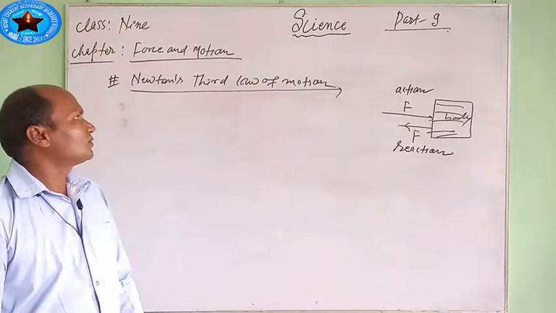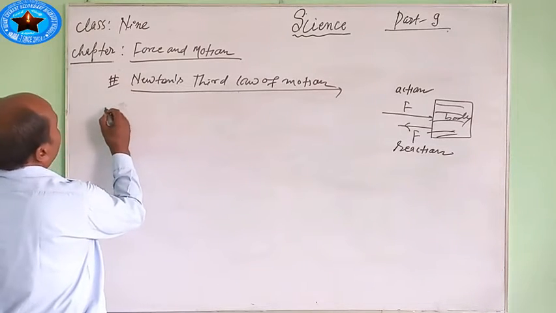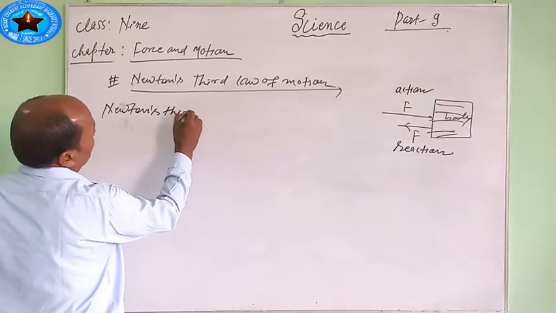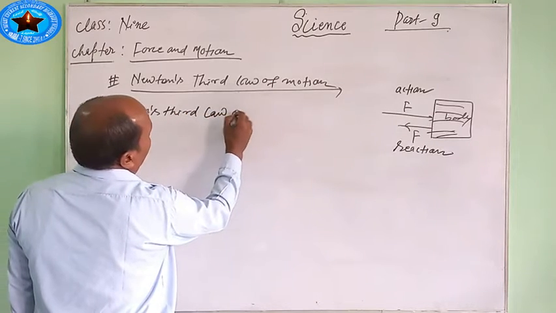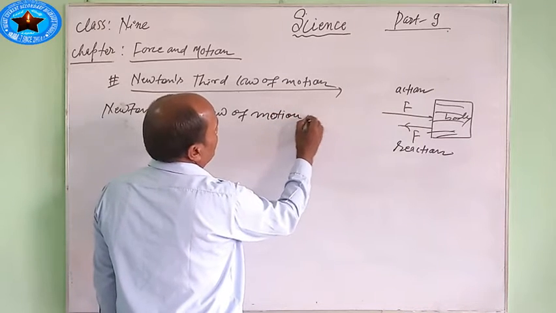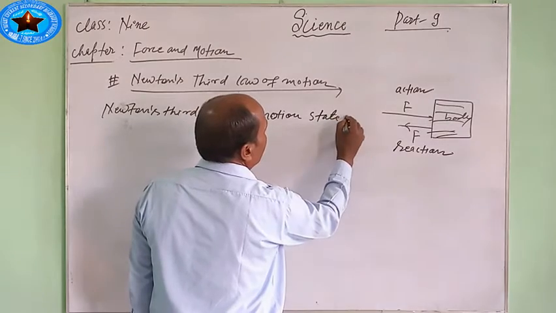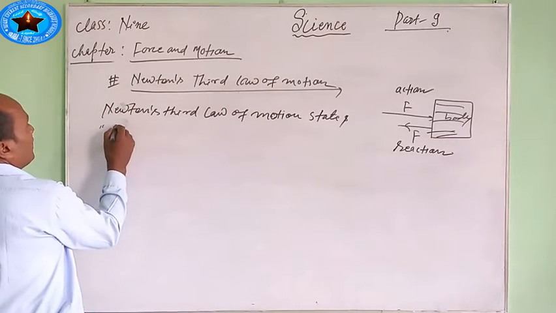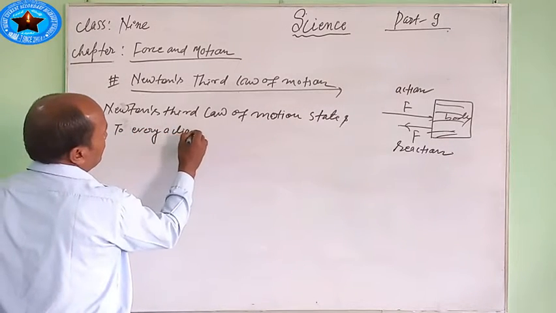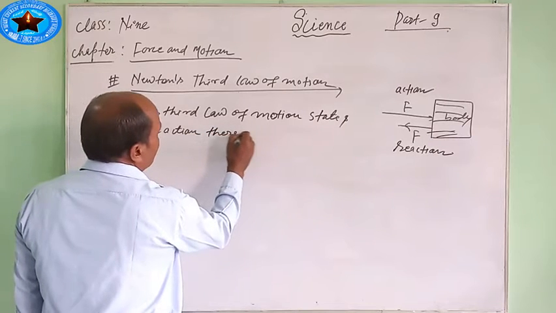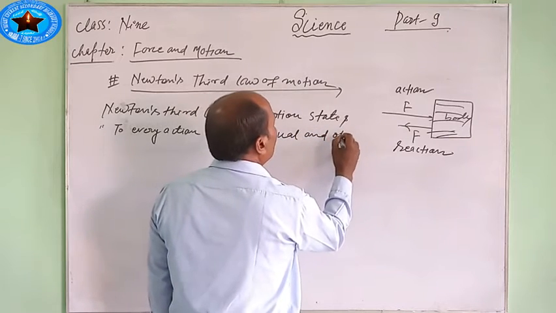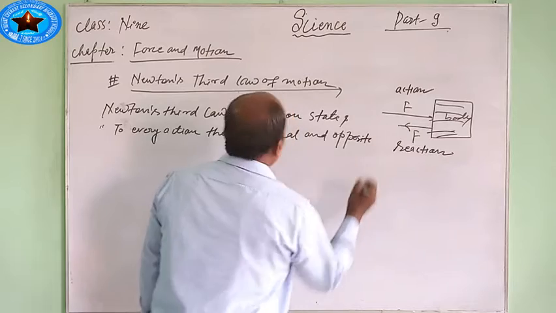In this way, we can say this is action and reaction. So Newton's third law of motion states that to every action there is an equal and opposite reaction.